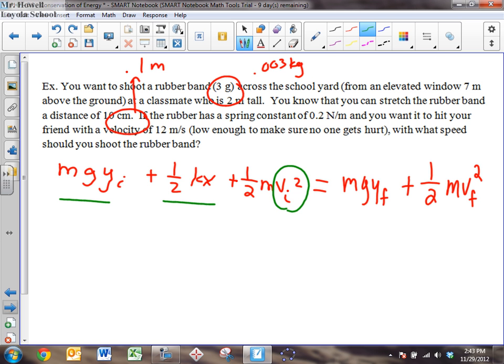Wait, can we list our givens first? Because I don't know any numbers. Did we go through those already? We didn't, because they're in the problem. I'm going to hold off for 1 second, Erica. We're going to list them at the end, and we'll plug them in. But let's just solve algebraically.